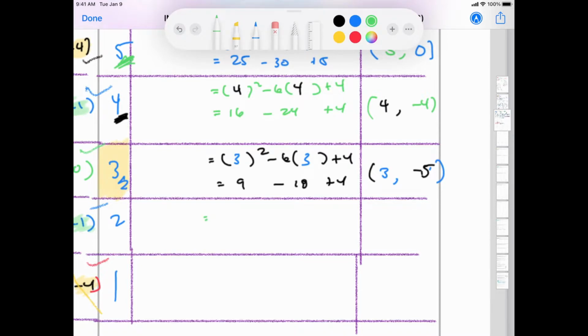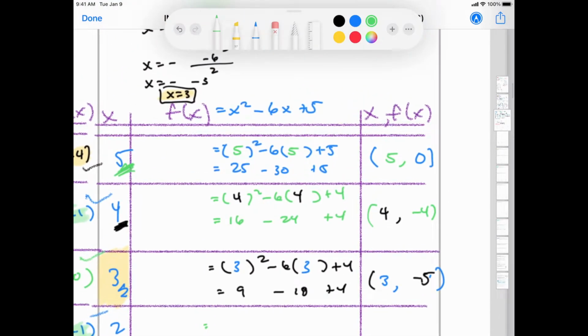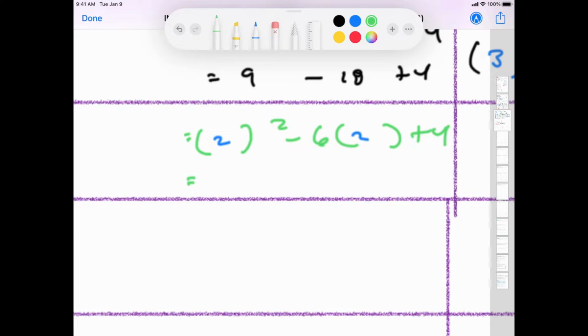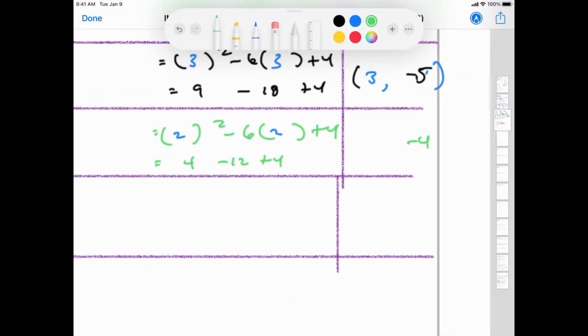Let's go and try this one here. Remember, we're doing the same problem here, basically 5 times. And what we're going to do here is put in what? 2. So 2 squared is 4. -6 times 2 is -12 plus 5, so that would be -8 plus 5, which is -3. When x is 2, my y value is -3.